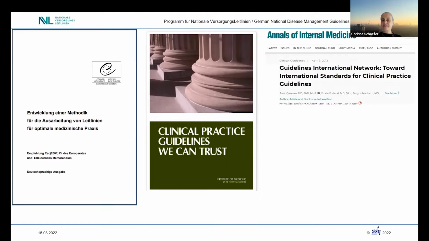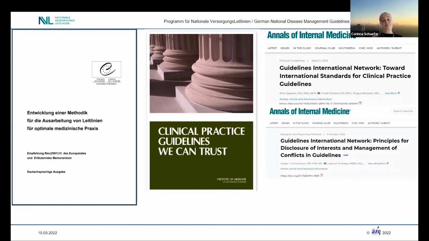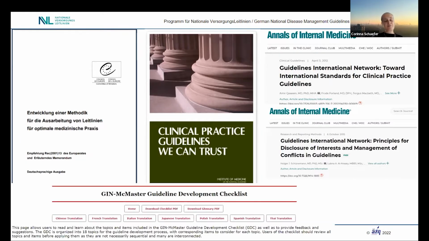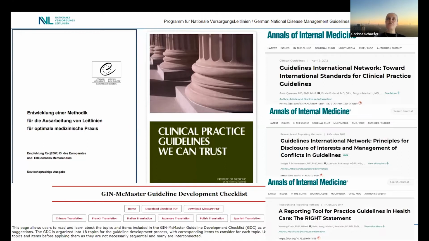We have also the Guidelines International Network, which is active since, I think, nearly 20 years or so. And that has issued the International Agreement on Standards for Guideline Production, and that was in 2012, and in 2015, even more important, the position paper on disclosure and management of conflicts of interest. We then have the GIN, the acronym for the Guidelines International Network. We have the GIN and the McMaster Guideline Development Checklist, which guides you through the process. We also have the RIGHT statement that says how you should report guidelines.